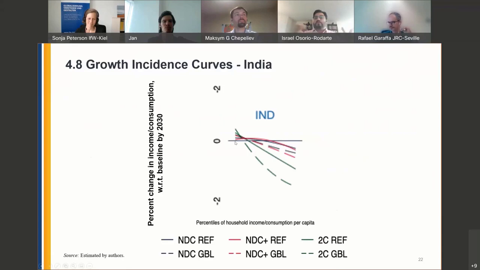So if you ask the poorest, well, I really don't care, I'm more or less the same. But if you go to the top income earners, they would like to avoid more ambitious targets. They are actually better off under just the nationally determined contribution. That is happening up to 2030, with no climate change effects. So that is one of the aspects.